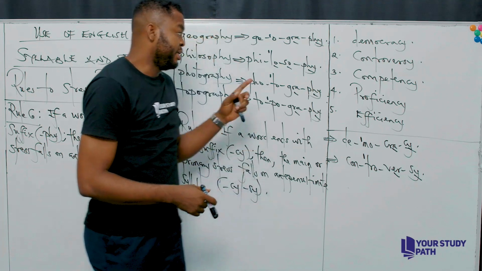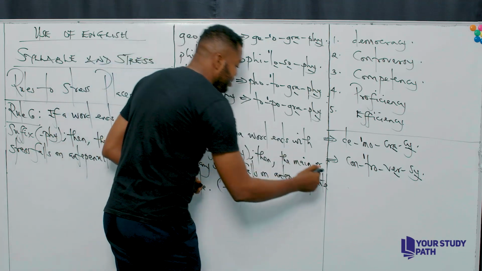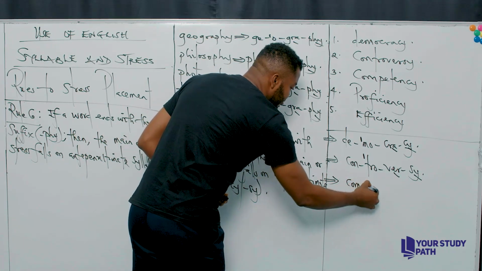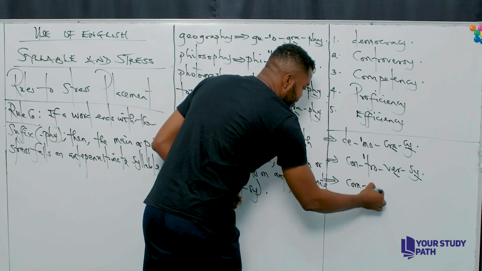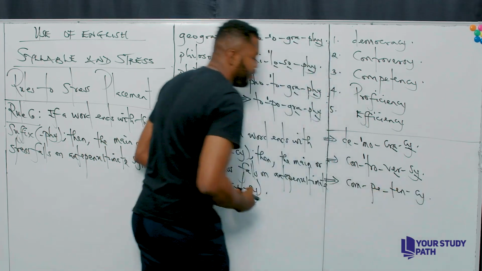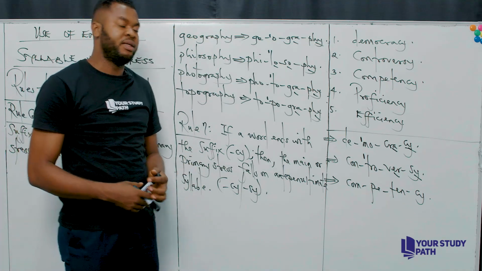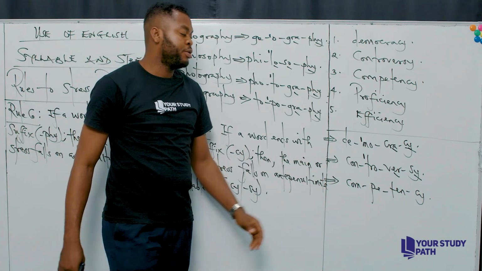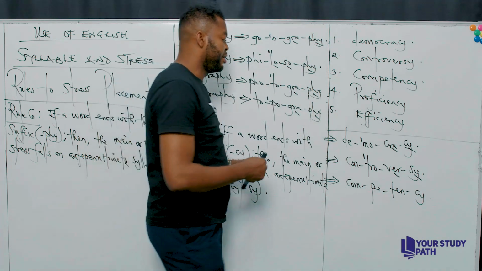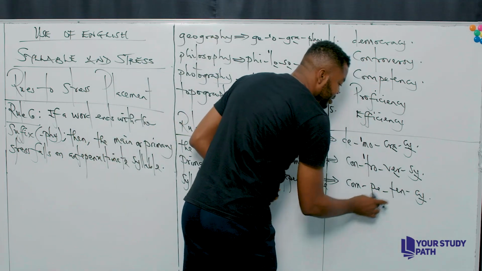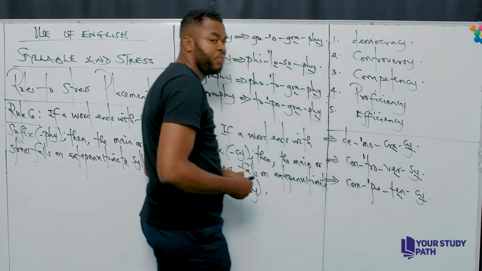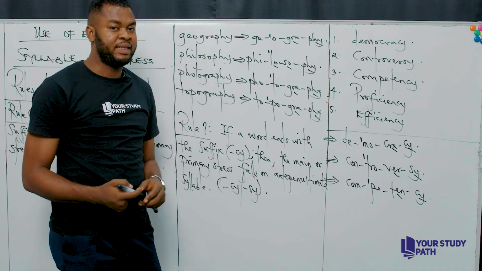Let's take the next word: competency. Competency, you have C-O-M hyphen P-A hyphen T-E-N hyphen C-Y. Okay? So you have competency. Now, in the word competency, you have 1, 2, 3, 4. That's 4 syllables. Now, this is the ultimate, this is the penultimate, and this is the antepenultimate syllable in the word competency. Is that taken?